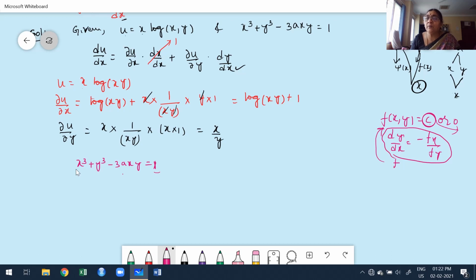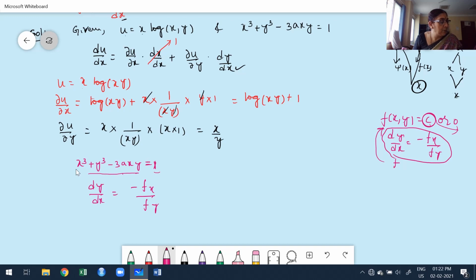Suppose any term is involving x and y, better to shift it to the left hand side. Now, it is already in the standard form: the left hand side is in terms of x and y, and the right hand side is nothing but a constant. Therefore, the formula for dy by dx is minus fx divided by fy.